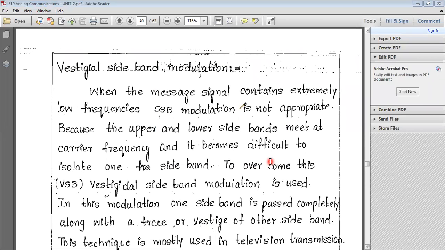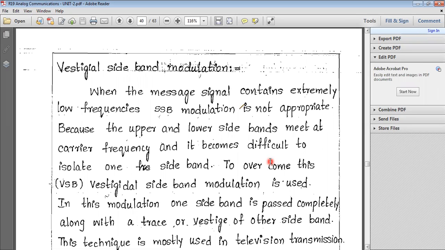In the previous techniques, for lower message signal frequencies, that is for low audio signal frequencies, the upper sideband and lower sideband meet at the carrier frequency. That is, there is not a perfect isolation between USB and LSB. Let me explain with an example. If the message signal is 1 kilohertz, we get USB as 301 and LSB as 299 kilohertz. So there is a small difference between these two frequencies, USB and LSB. They come very close to the carrier frequency.